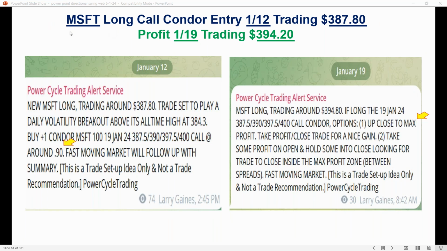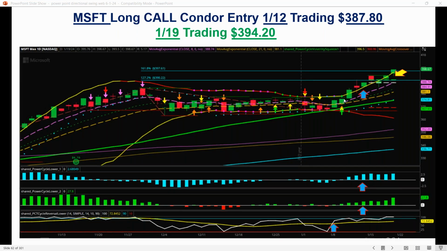Here's just another example. This is another type of trade. This is what we call the long condor. So this was a long call condor on Microsoft. And again, here's your volatility squeeze. Look at this squeeze. This one we've been watching for like a month on Microsoft. Look how tight that was.